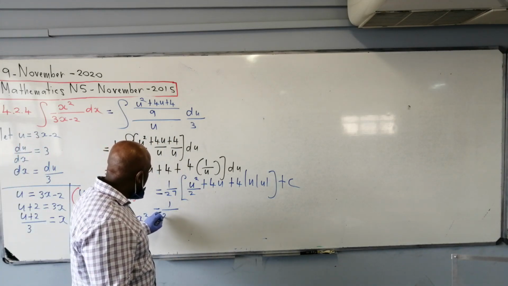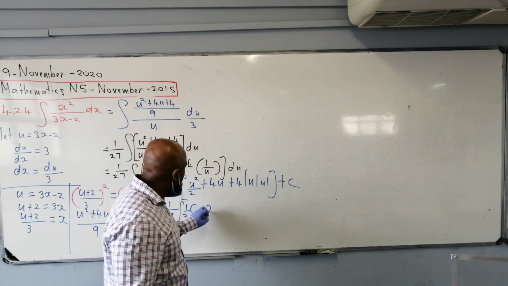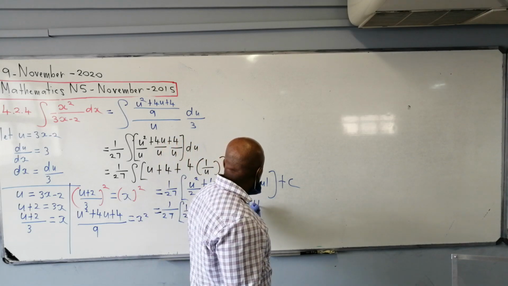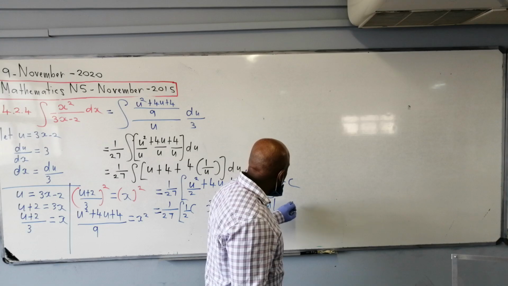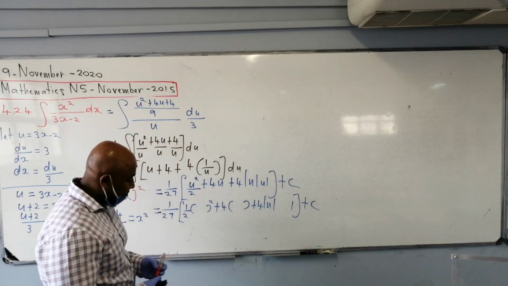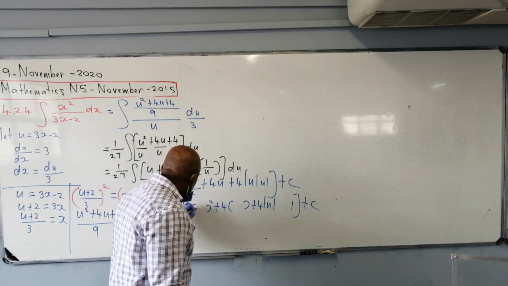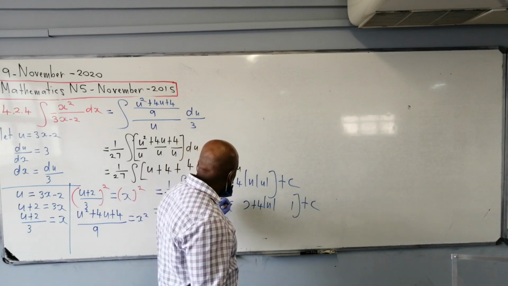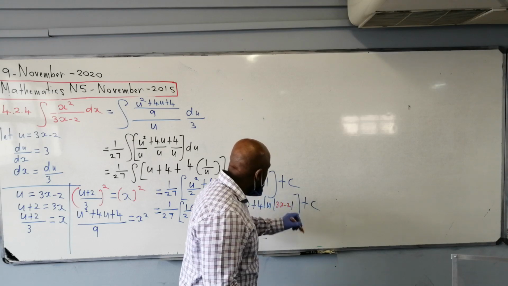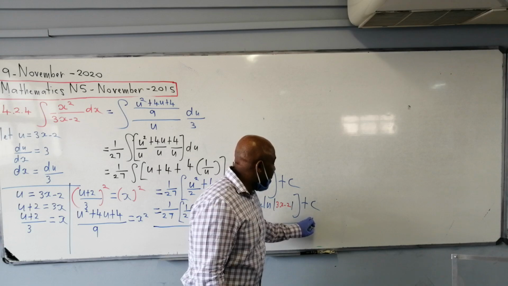So this is equal to 1 over 27, and this becomes 1 over 2 u squared plus 4 times u plus 4 ln absolute value of u plus c. What was u? U was 3x minus 2. So that is my 3x minus 2 there. And your answer, you can leave it like this, it's fine.